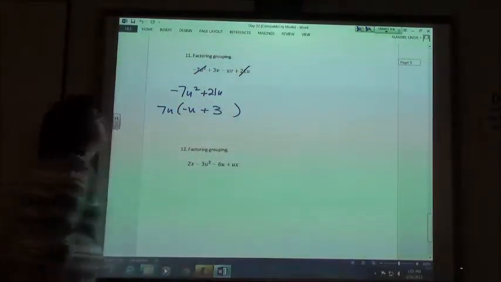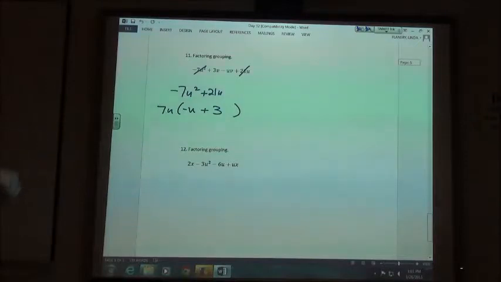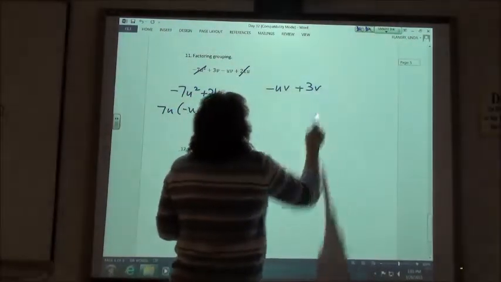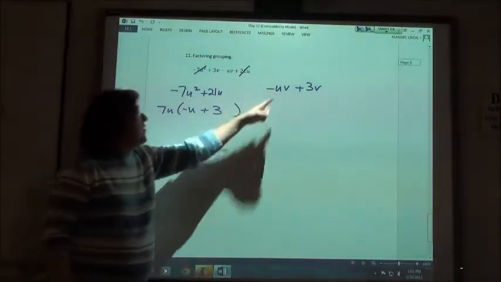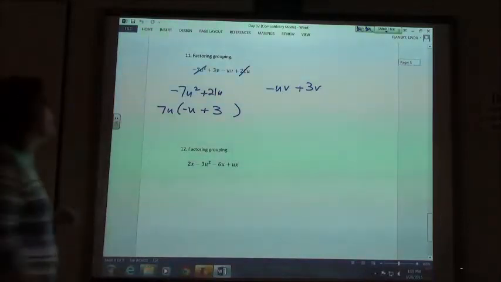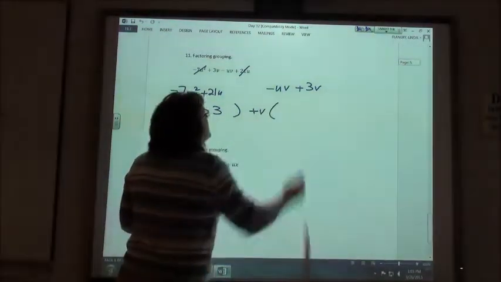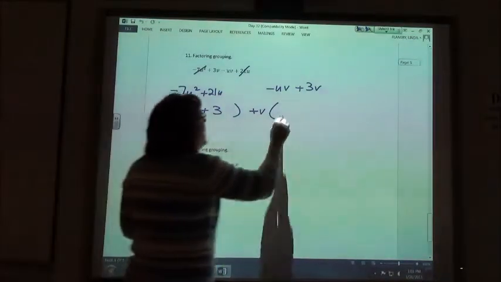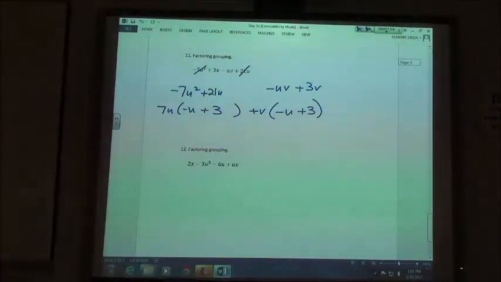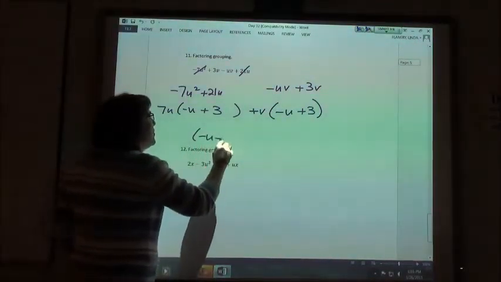So of those other two terms, which one should I write down first? The negative uv. Negative uv plus 3v. So, if I have a negative uv and I want to get negative u, what should I divide out? Just the v, and it's going to be positive because I don't want my sign to change. So, if I divide them both by a positive v, I'm going to get a negative u plus 3. Which is what I'm supposed to get, right? So my common factor is the negative u plus 3.